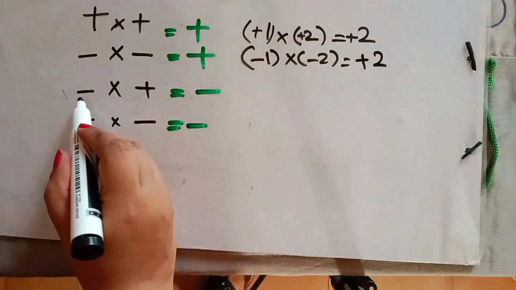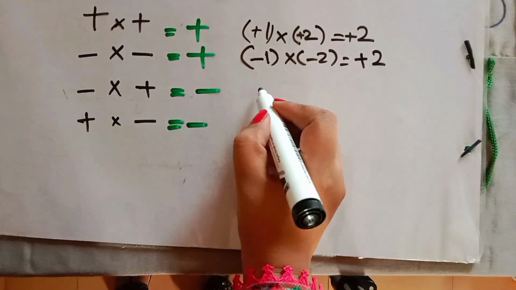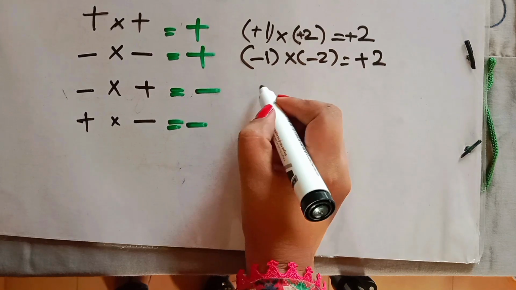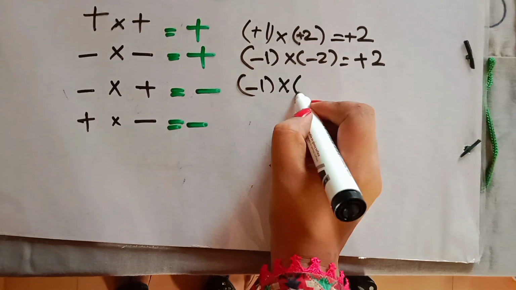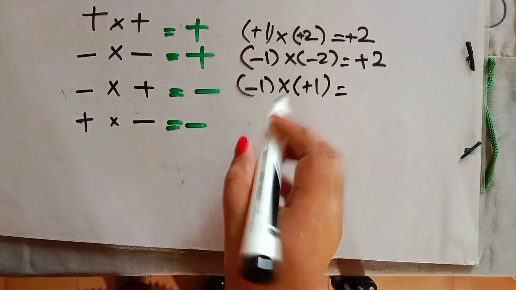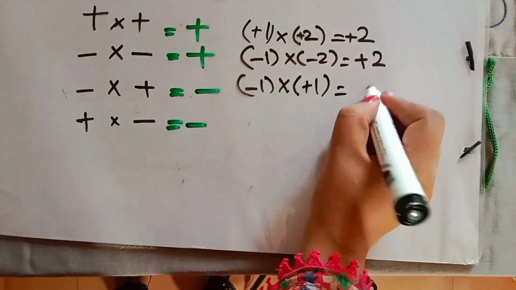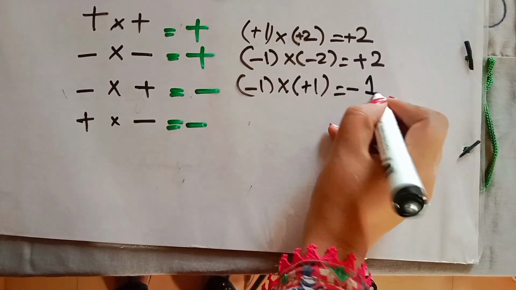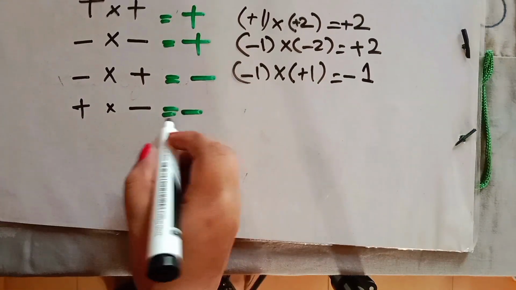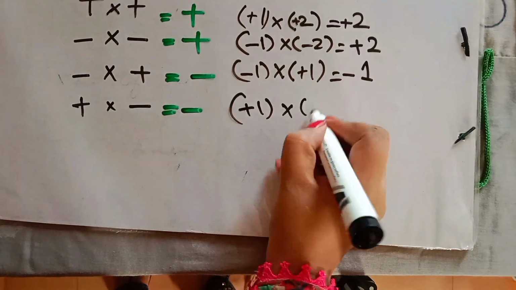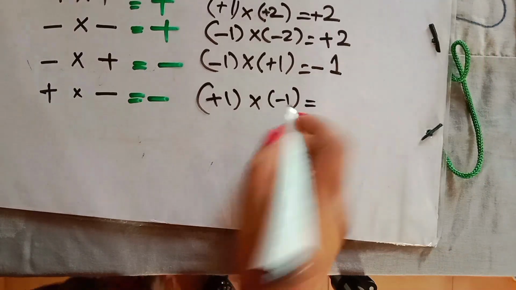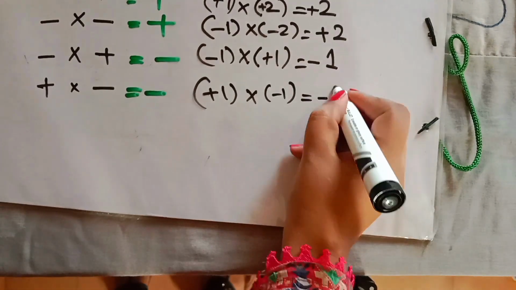After that, minus multiplied by plus: minus 1 multiplied by plus 1. Minus multiplied by plus results in minus 1. Same as plus 1 multiplied by minus 1, it also results in minus 1.